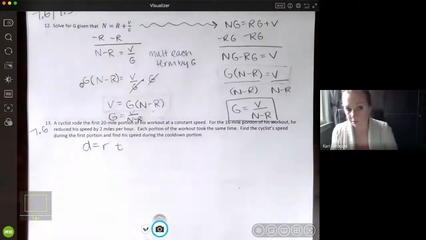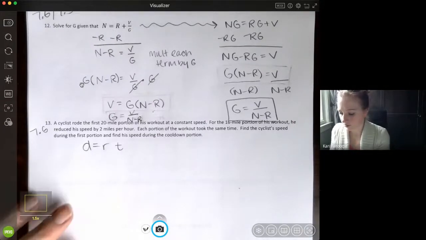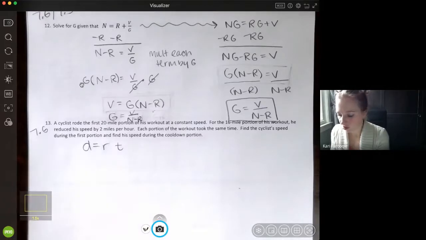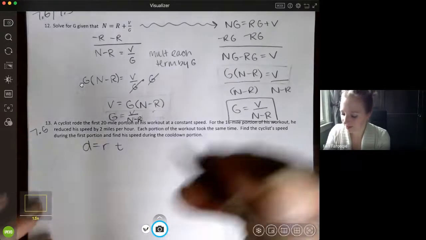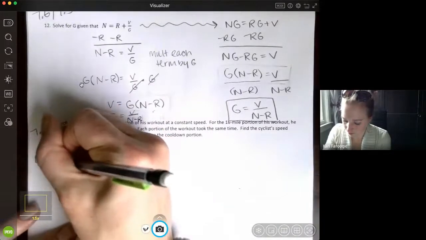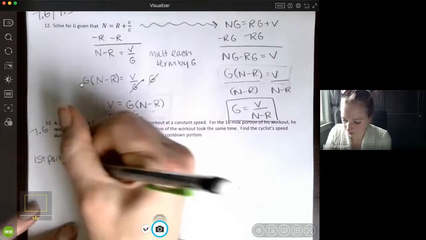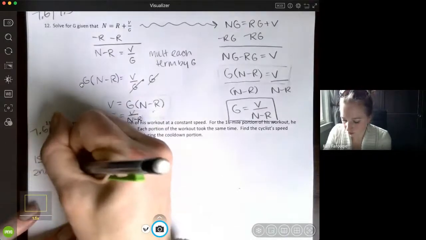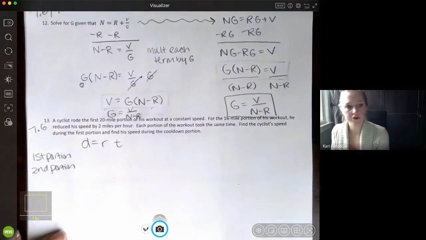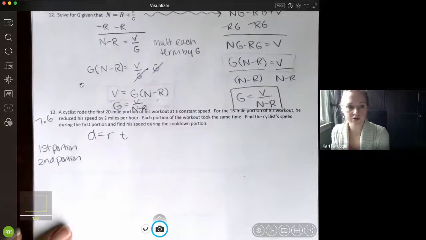So I'm going to remind you of how to fill out your D equals RT chart, but we did charts pretty much for all of these. So he's got two portions of the workout. He's got the 20-mile portion and then the 16-mile cool down. You can call this first portion and second portion if you want to just do it that way. That seems more clear.